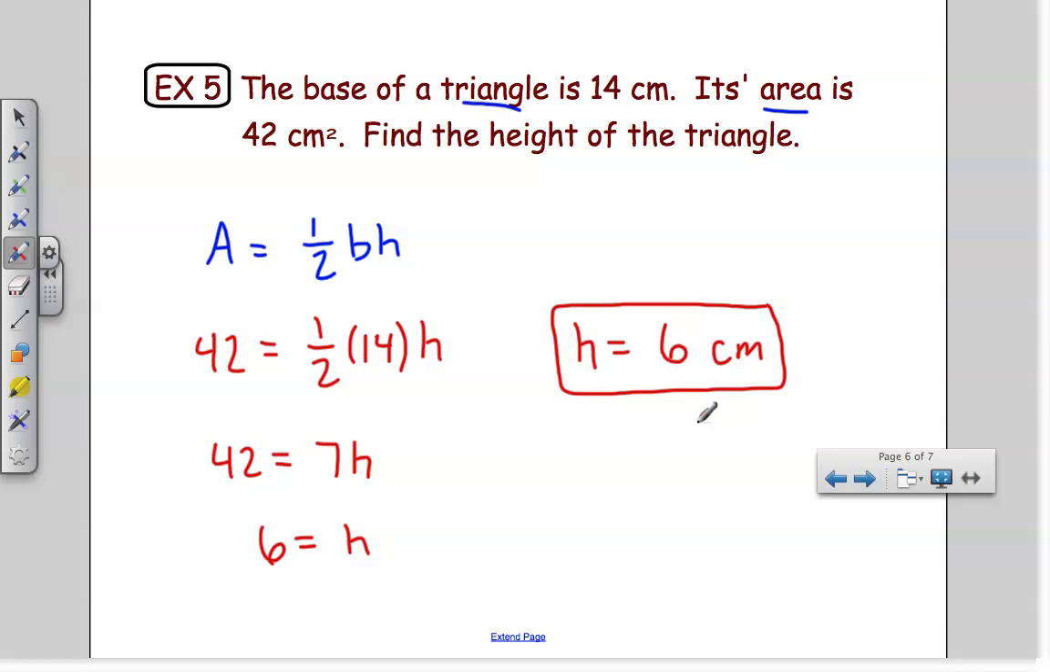So here we're identifying a formula, solve for what you don't have. All right, talking perimeter, circumference, and area today.